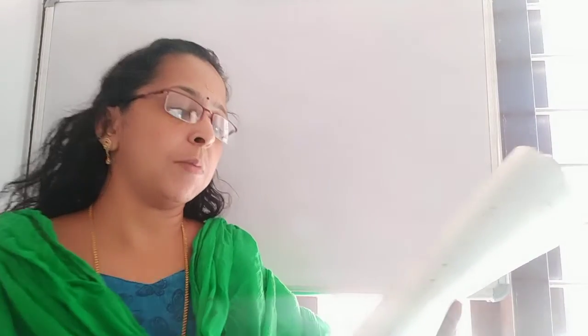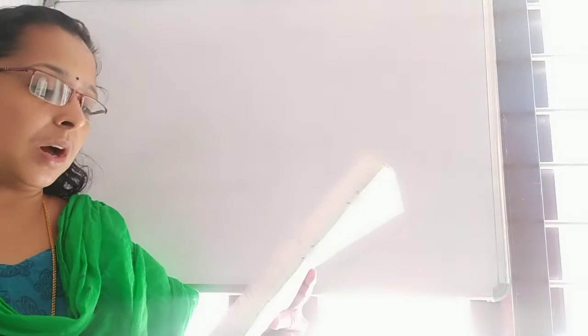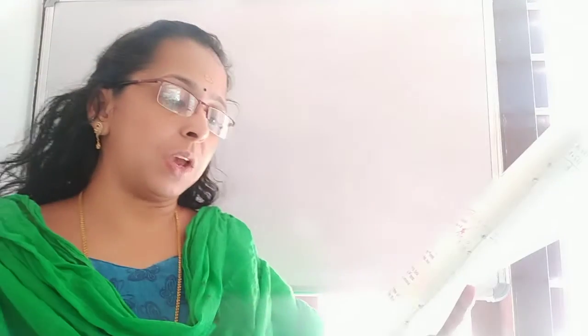Hi everyone, we can do exercise 10b, question number 9 onwards. If numbers n minus 2, 4n minus 1 and 5n plus 2 are in AP, find the value of n and its next two terms.